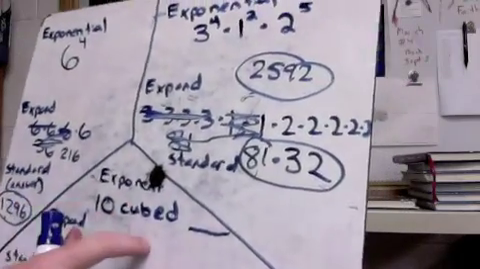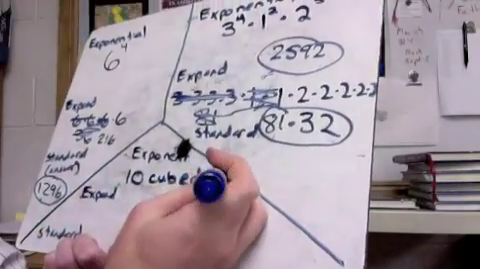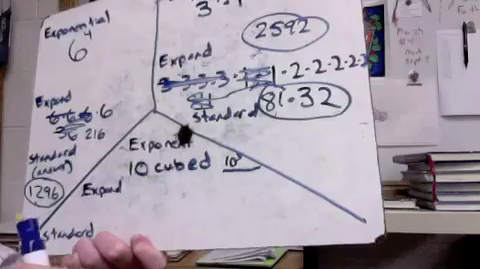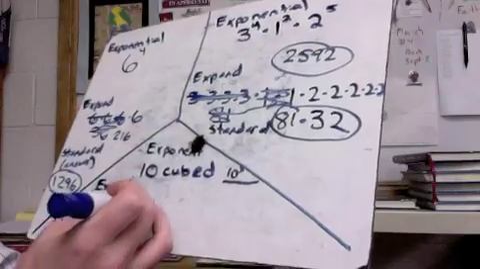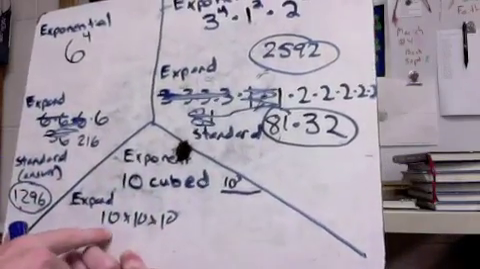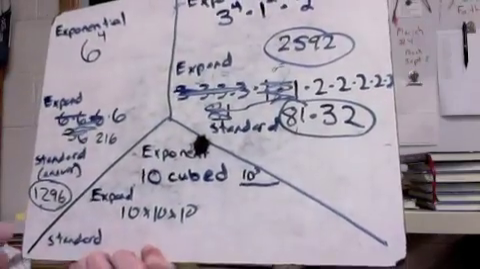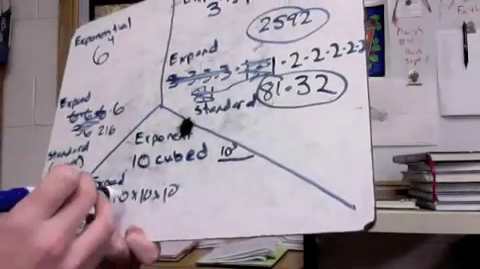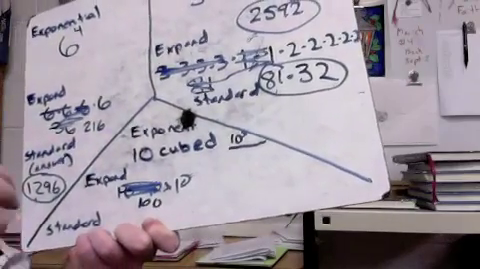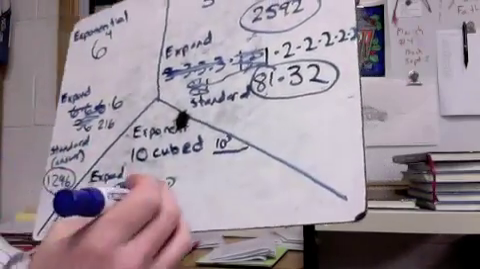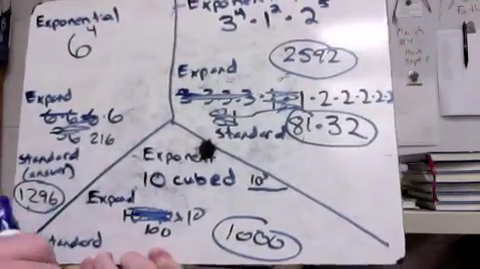Last one. 10 cubed. Cubed means to the power of 3, or to the 3rd power. So this would just be 10 to the 3rd power. Expand that out. 10 times 10 times 10. Base is 10. We got 3 of them. Now, standard form. Everybody should be able to do this in their head. 10 times 10 is 100. We know that. 100 times 10. If we have 10 100s, that's definitely going to be 1,000. So your answer there would be 1,000.